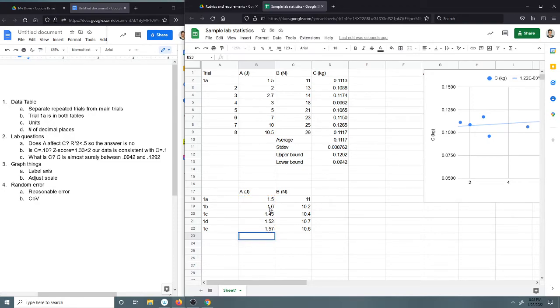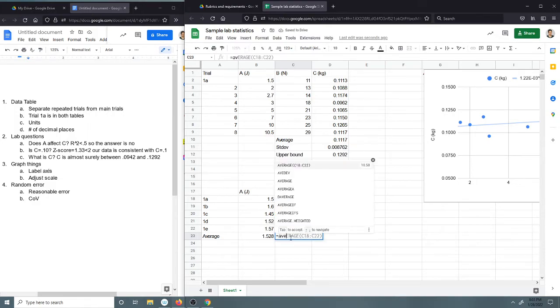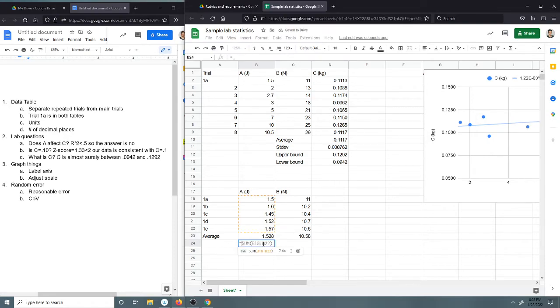I need to do one more thing. I need to average these. Before I do that, average this, and I need to equal average. Sorry, I got to average first. Now I need to take the reasonable error, which is equal to the biggest, 1.6, in parentheses, 1.6 minus 1.45, divided by the average. So about 9.8%. I do that with both of the things I measured.